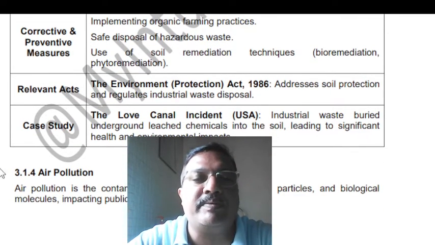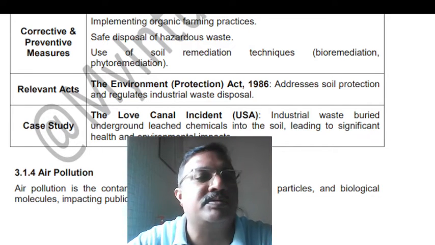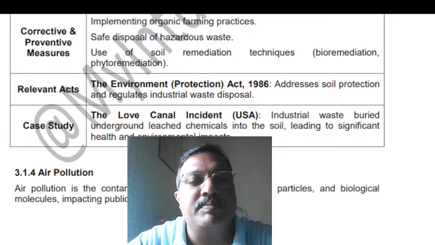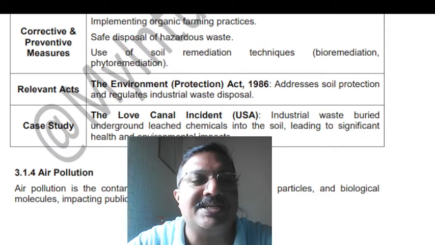Now, corrective and preventive measures. Organic farming is one of the methods. We have to use natural fertilizers. We need to use better pest control methods instead of harmful chemicals. We should have safe waste disposal: dispose of industrial and household waste properly to prevent toxic materials from reaching the soil.